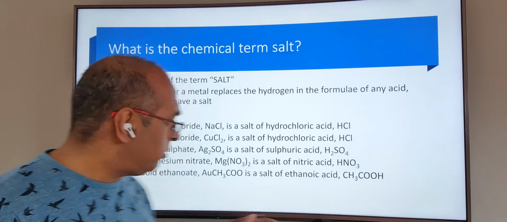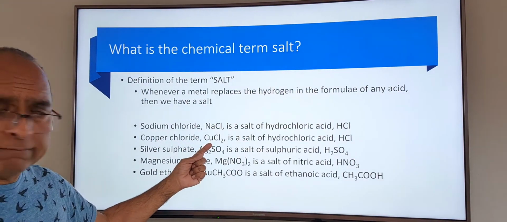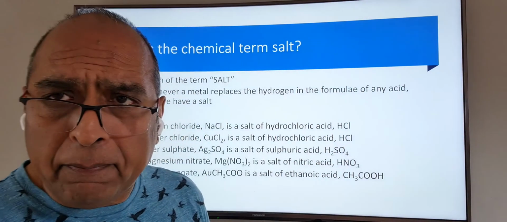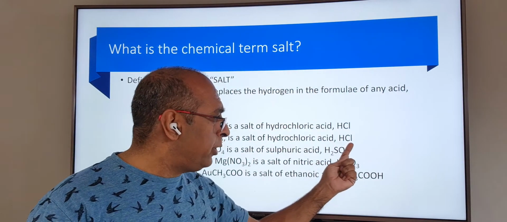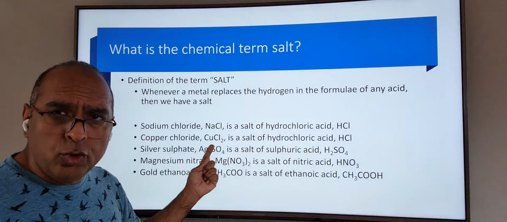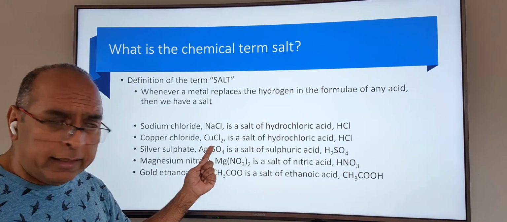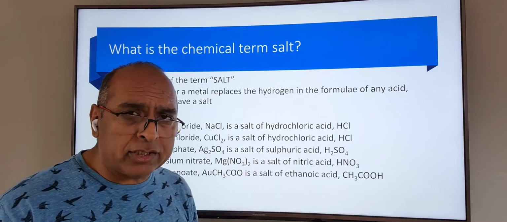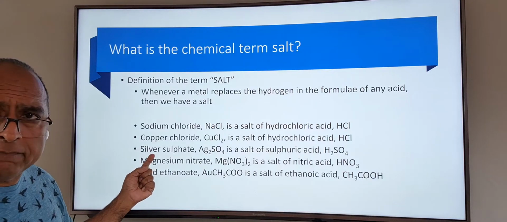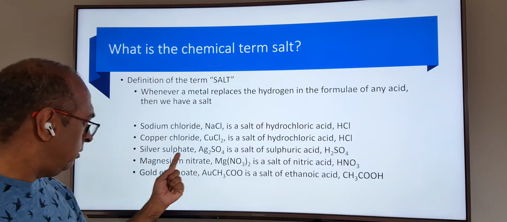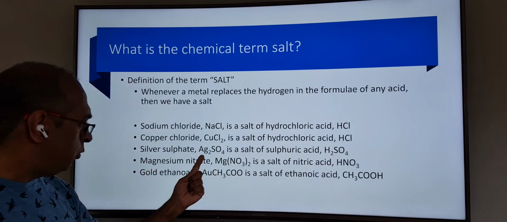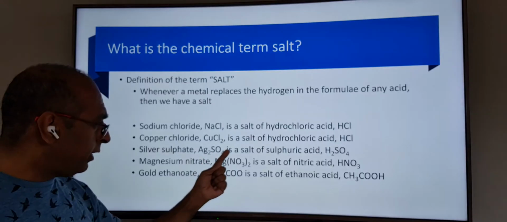Now, pick a different metal. What if we got a metal like copper? And what if we were to put copper as the metal in place of the hydrogen? Well, copper chloride would have a formula that would be CuCl2. Copper chloride is a salt of that acid. And what if you got a different metal? Silver. Silver, in place of the hydrogen, say of sulfuric acid, would make silver sulfate, and silver sulfate is a salt.